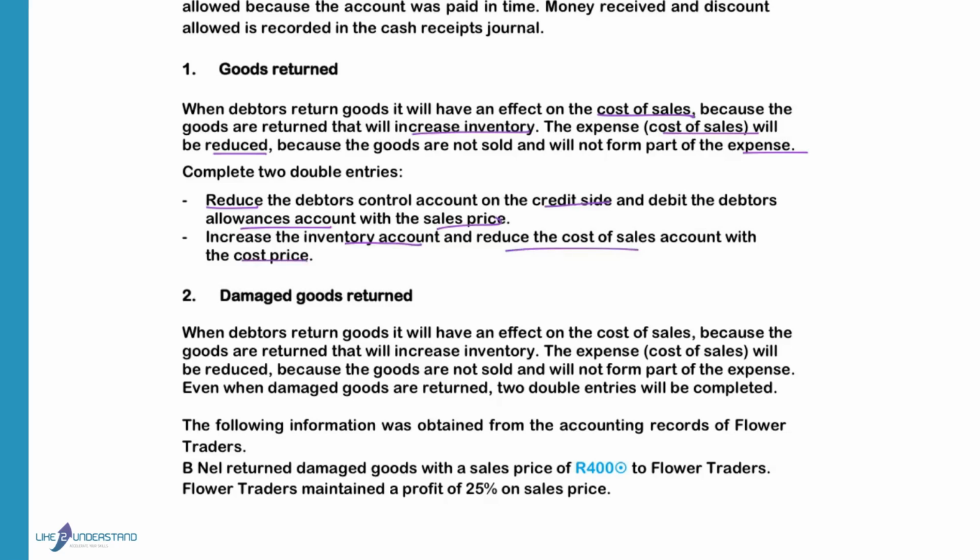When damaged goods are returned, it will have an effect on cost price because the goods are returned and will increase the inventory. The expense of cost of sales will be reduced because you are not selling the goods and they don't form part of the expense. Even when damaged goods are returned, you still have to do the two double entries.